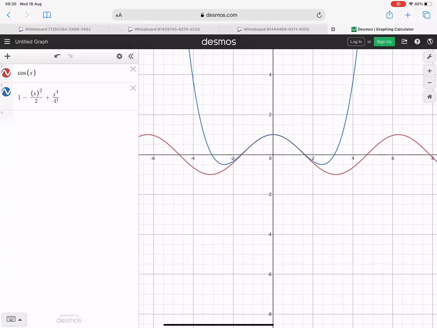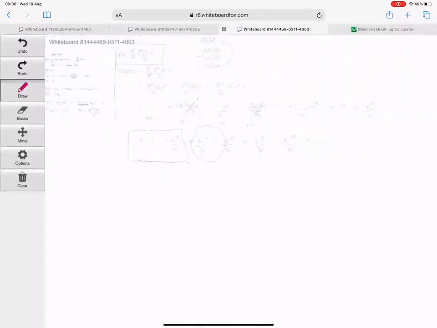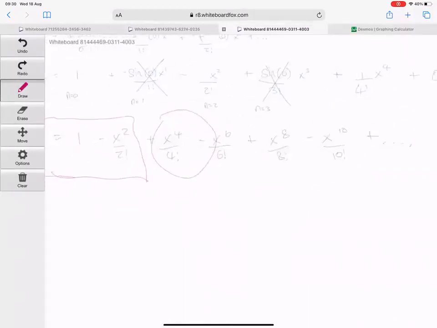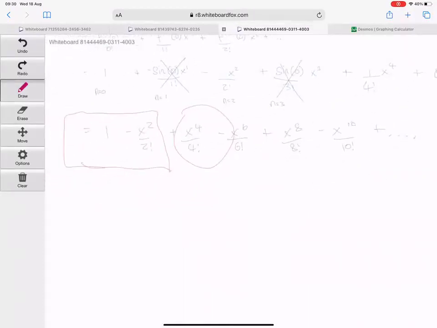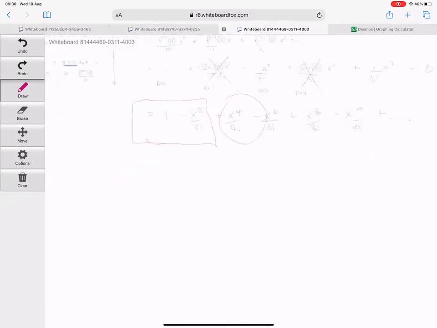So that's cosine: all of the even powers with an oscillating sign, so the sign changes, divided by the even power factorial.